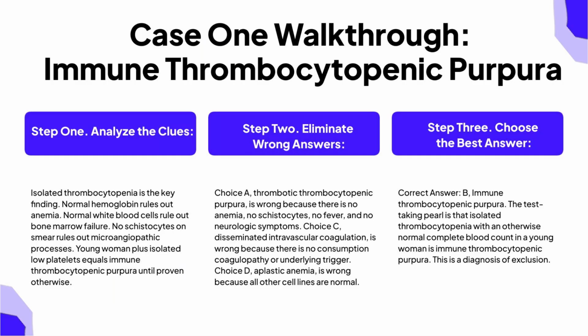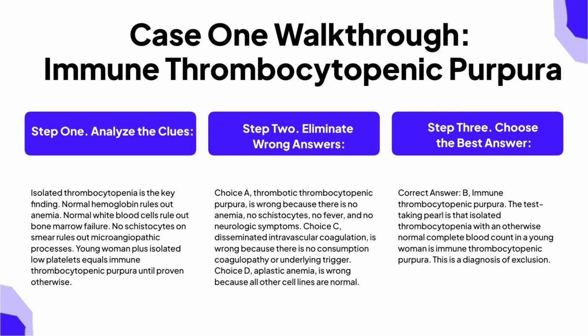Here is the walkthrough. Step 1. Analyze the clues. The absolutely critical finding is isolated thrombocytopenia. Normal hemoglobin means no anemia. Normal white cells mean no marrow failure. No schistocytes mean no microangiopathic hemolytic anemia. In a young woman, isolated low platelets equals immune thrombocytopenic purpura until proven otherwise.